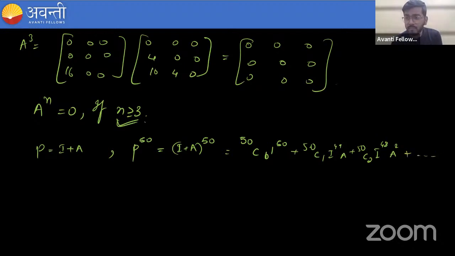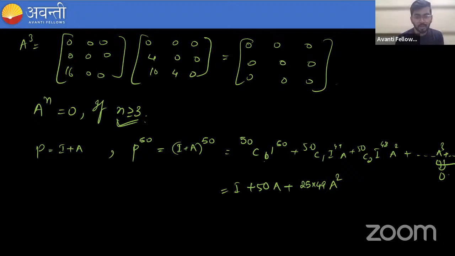After this, all the terms will have A cube or greater powers. We already found out that A cube is a null matrix, so we will neglect those terms. So what are we left with? 50C0 is 1, I power 50 is I. 50C1 is 50, I power 49 is I, and I into A is again A, plus 50C2. 50C2 is 25 into 49, and I power 48 is I and A square. I into A square will be again A square, right?